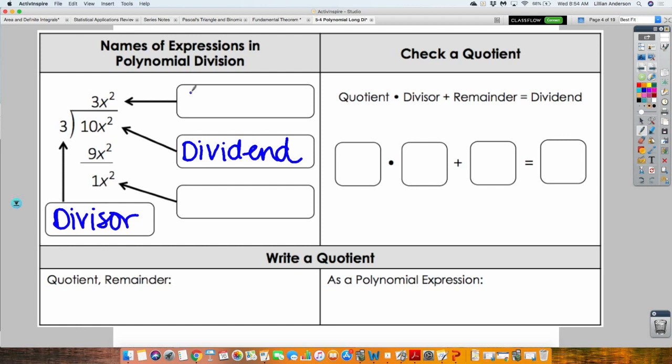Okay, here we go. The number at the top is called the quotient. What you get when you actually figure out how many times 3 goes into 10x squared, that's called your quotient. And then, of course, whatever is left over is called your what? Remainder.